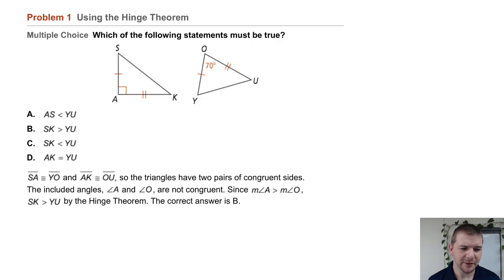Well, segment SA is congruent to segment YO, and segment AK is congruent to segment OU. So the triangles have two pairs of congruent sides. The included angles, angle A and angle O, are not congruent. Since the measure of angle A is greater than the measure of angle O, SK is greater than YU by the Hinge theorem. The correct answer is B.